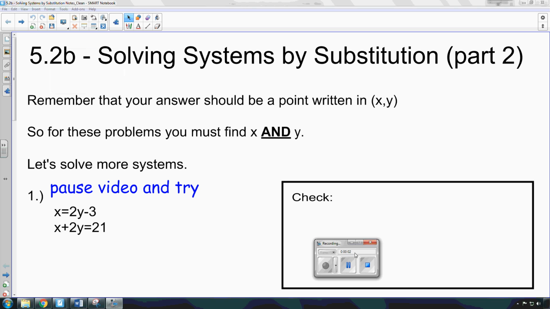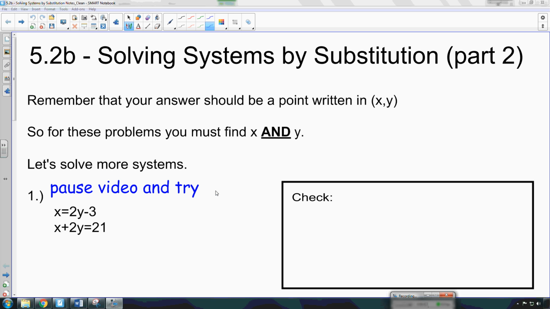All right, so this video is 5.2b. It is solving systems by substitution, part 2. So you should have had the gist of a substitution problem. And what's happening is, in a way, we're just taking some variable out and replacing it with a bunch of algebraic stuff, I guess you could say, for lack of a better term.